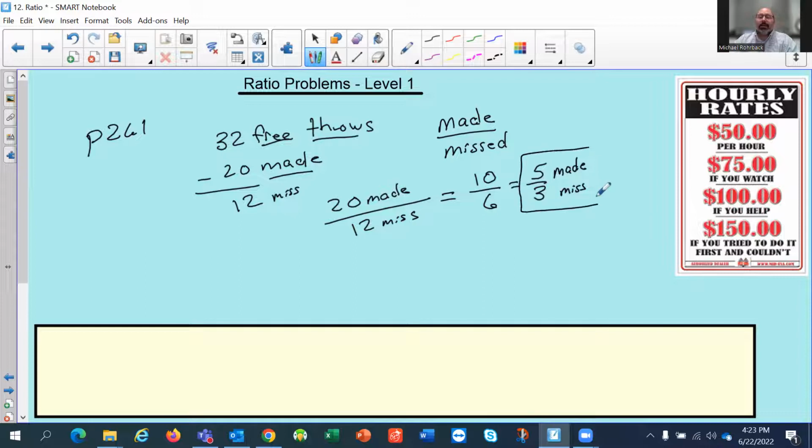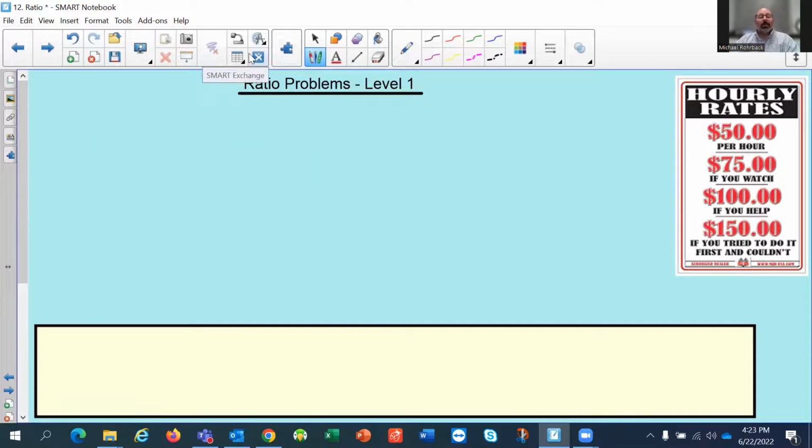And that is your final ratio, okay? So that's your ratio, 5 made for every 3 that they missed. That's not bad. It's not bad. It's pretty good. Better than some of the MBA people, actually. All right, we're going to try one more off of this page, and then that's going to be it for ratio.